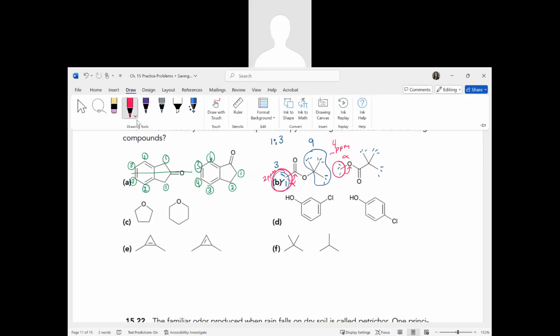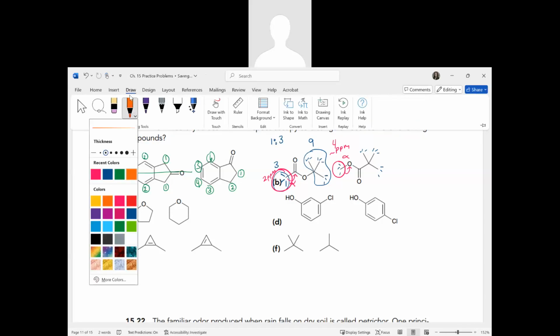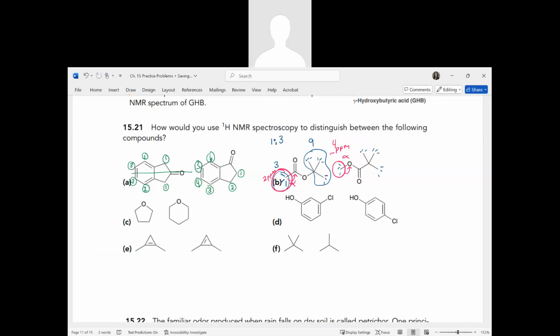But again, first look for a different number of signals, and then if they have the same ratio, the same integration values, then you might have to look for a shift as a last resort.